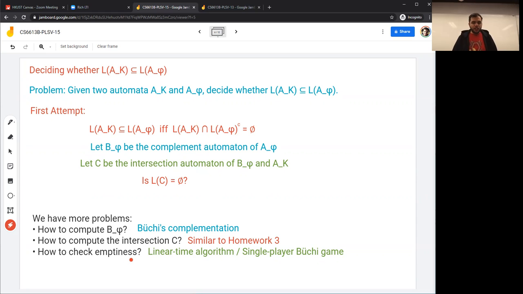Or another way of looking at it was that the language of C is non-empty if, starting from some initial vertex, you can reach a cycle that includes an accepting state. And we showed that you can do this in linear time. You just have to look into the strongly connected components of C. So this is kind of easy. This is what we're going to do now. And complementation was actually quite hard. As we saw, it wasn't a trivial problem at all.